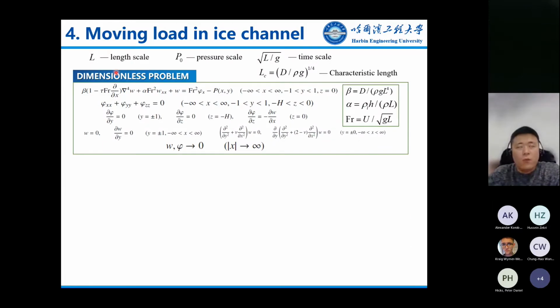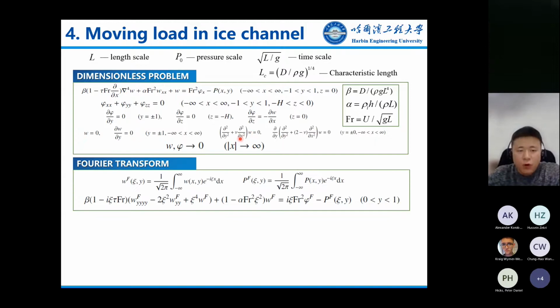We take the width of the channel as the length scale and the magnitude of the external pressure as the pressure scale. The square root of the width of the channel divided by the gravity acceleration is the time scale. The square root of the gravity acceleration multiplied by the width of the channel is the speed scale. Then we can write the dimensionless problem.